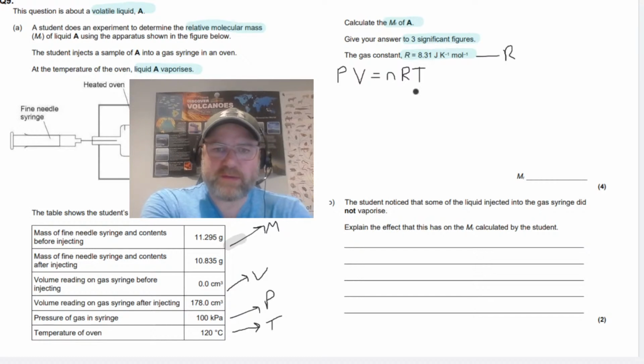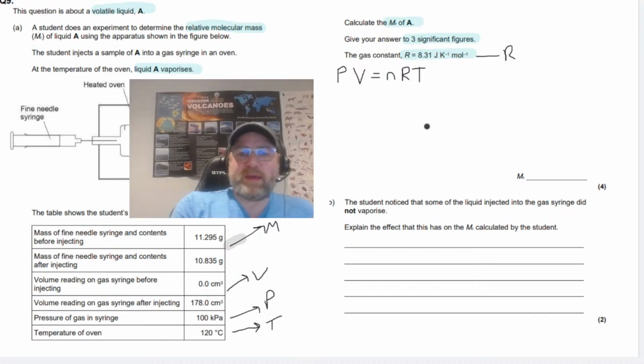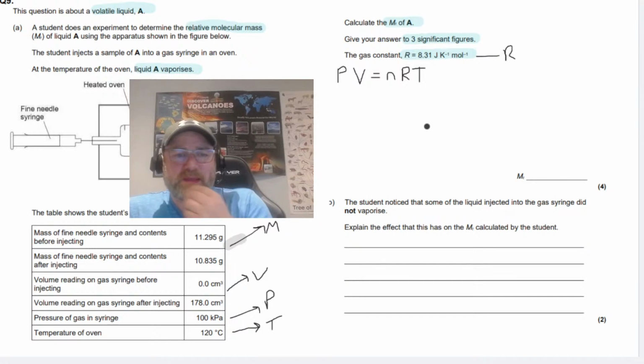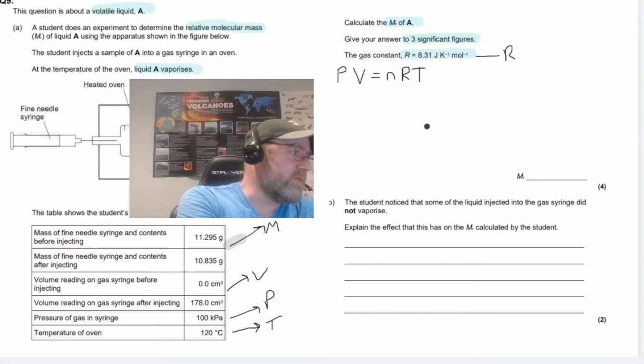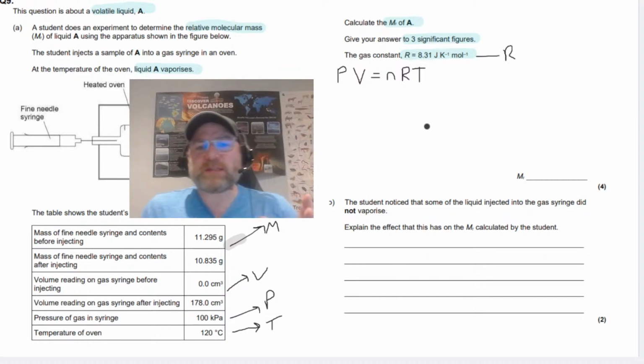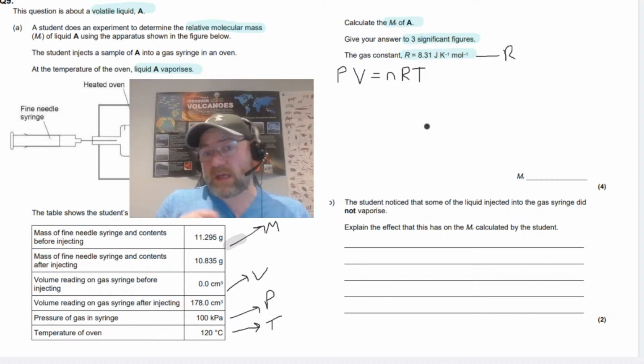Obviously, R's been given to us here. So we now know PV equals nRT. What we need to be thinking about here is how to rearrange this. We're going to want to rearrange this equation so that we can make n the subject. Obviously, we need to find n because they're asking us for MR.